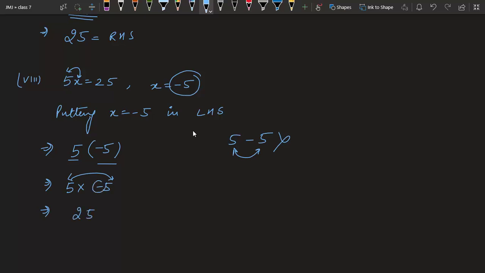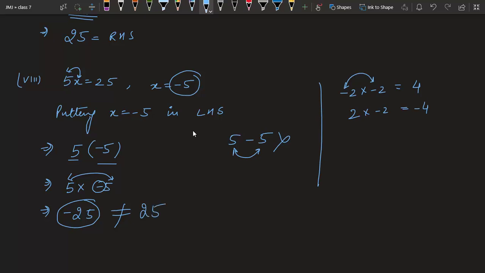As there is only one negative sign, it will remain, because we have studied in the chapter integers, if we multiply two numbers and both having negative sign, number comes as positive, because there are even number of negative signs. But if I multiply like this, 2 into minus 2, I get minus 4. So in this case we got minus 25, which is not equal to 25, which is our right hand side. So therefore x equal to minus 5 does not satisfy given equation, or you can say it is not at all a solution of given equation.